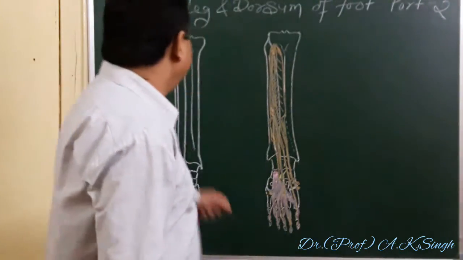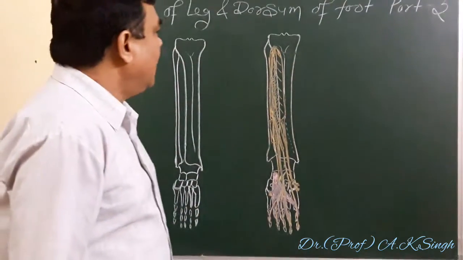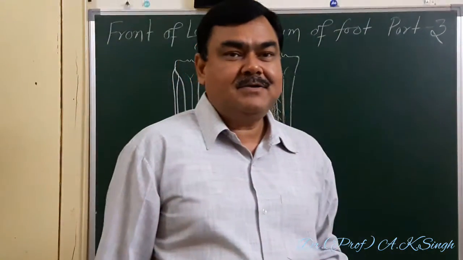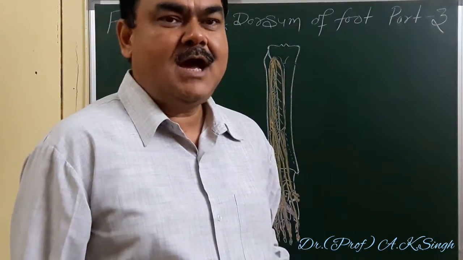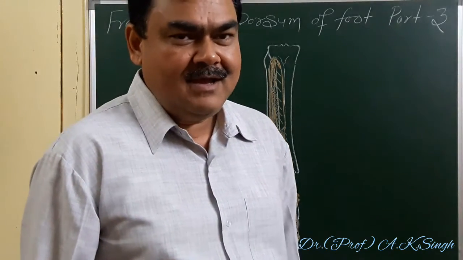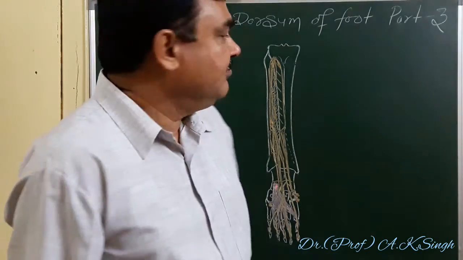Now we'll discuss the front of leg and dorsum of the foot, part three. In this part, we'll discuss the arterial supply of the front of leg and dorsum of the foot.